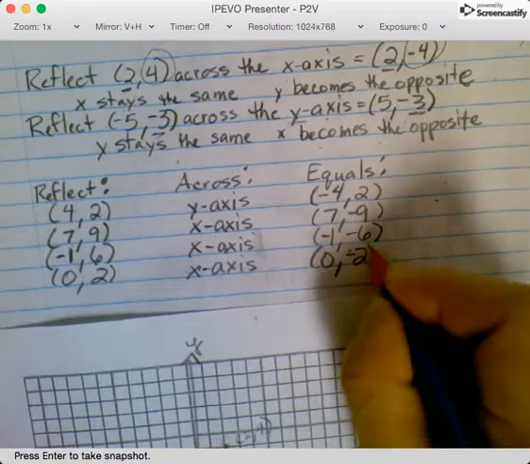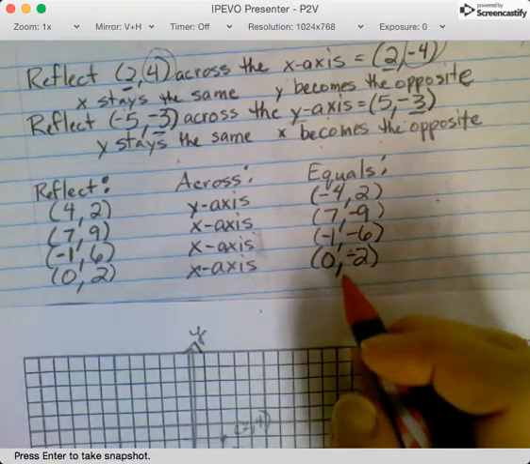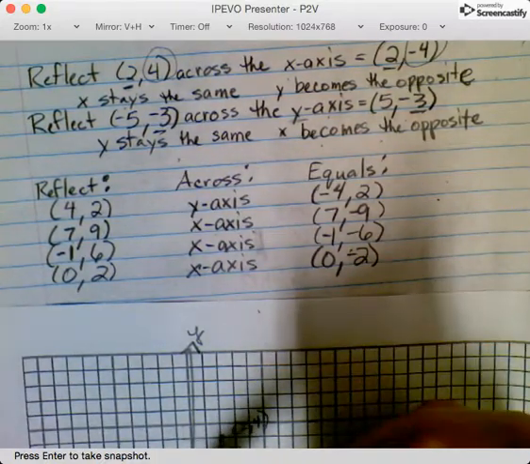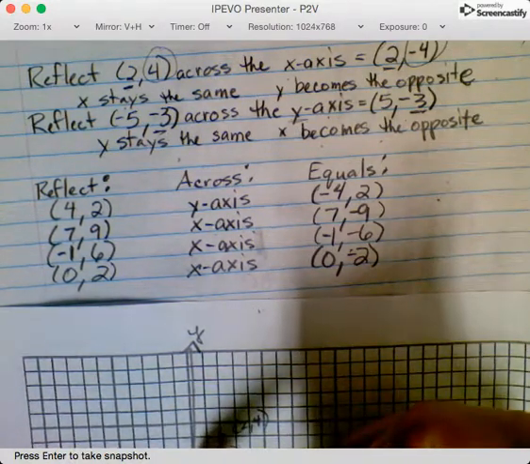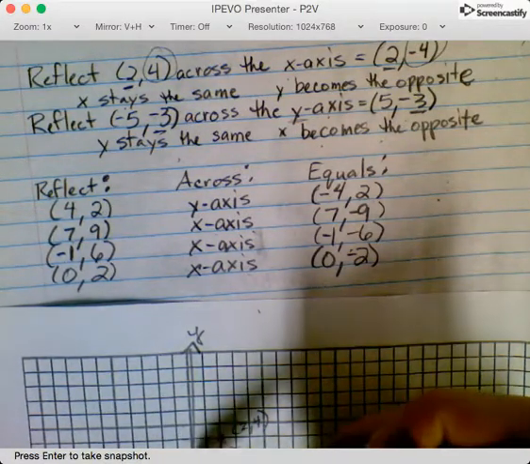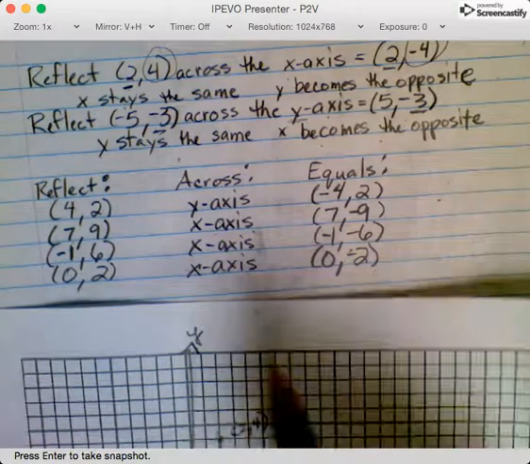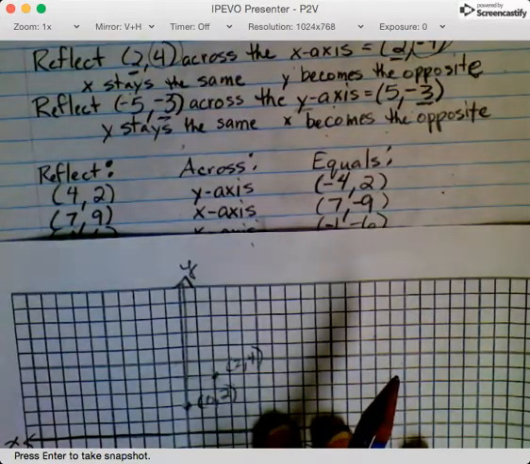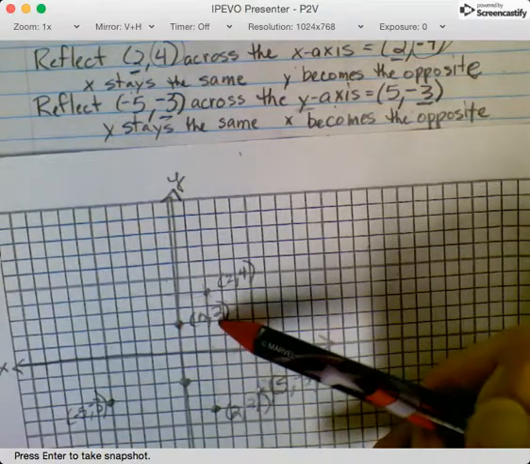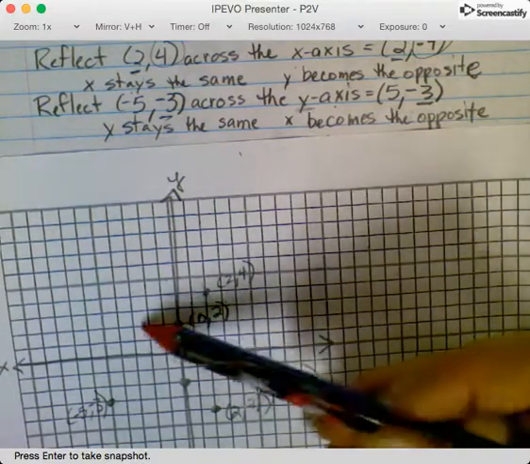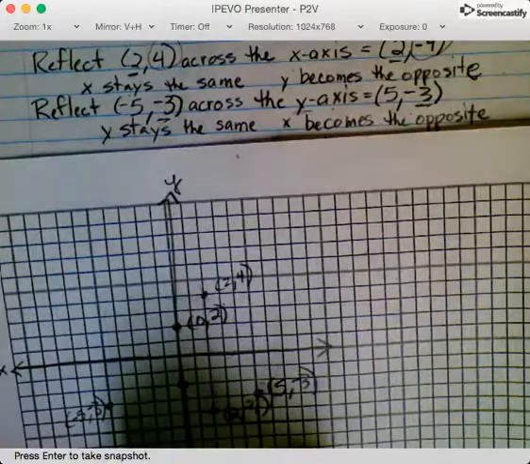Okay, can I reflect something across, or 0 across the x or y axis? I cannot. If my first number is 0, I cannot reflect that because the opposite of 0 is 0. So it has to be across the opposite axis. Okay, my 0 cannot be reflected across an axis that it is sitting on.